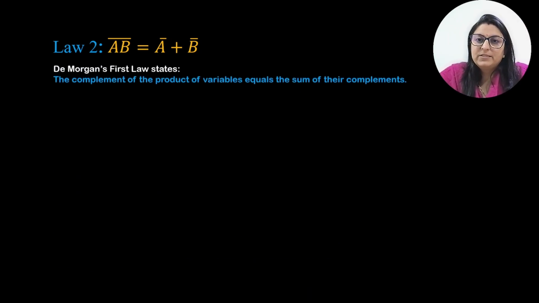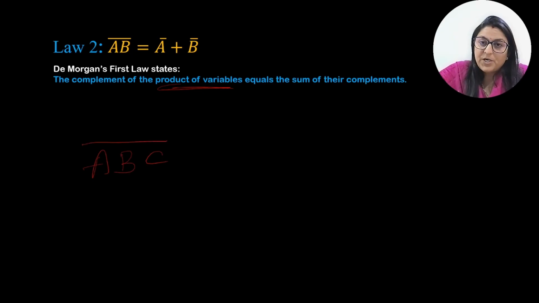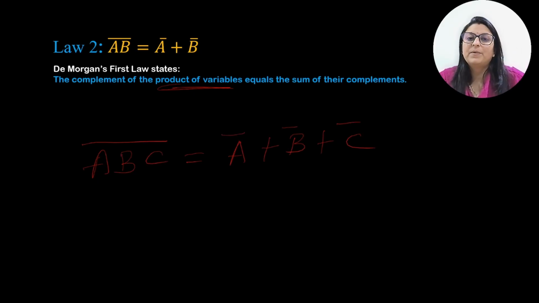So what is a logical statement? That is complement of what? Complement of what? That is the product of variable. So a into b into c, this is the product term. So complement of this product term is equals to sum of individually complemented variable, that is a bar plus b bar plus c bar.